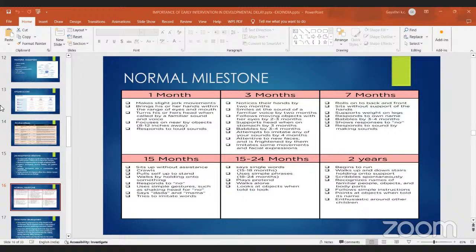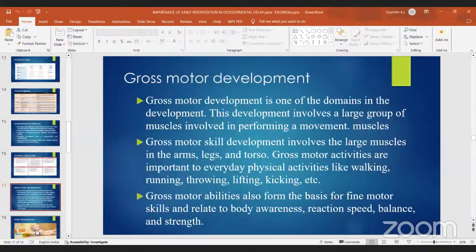Next we can go on with the abnormal. Next, gross motor development. What is meant by gross motor? Till now, we have seen gross motor, fine motor, language. So what is gross motor? This is just a clarification for you.